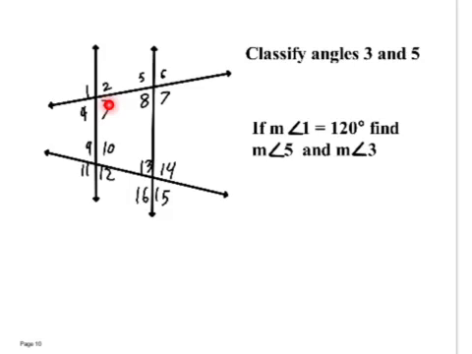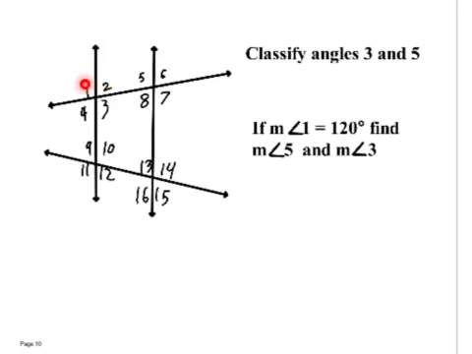Okay. What if it said classify 1 and 4? Someone raise your hand. Pyle? They are adjacent. Good. What else could I call them? Someone else? Could I call them supplementary? Do they add up to 180? Yes, they do. Do 2 and 3 add up to 180? So what can I call them? Supplementary, right?